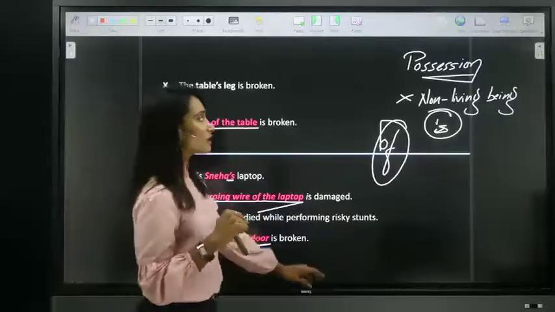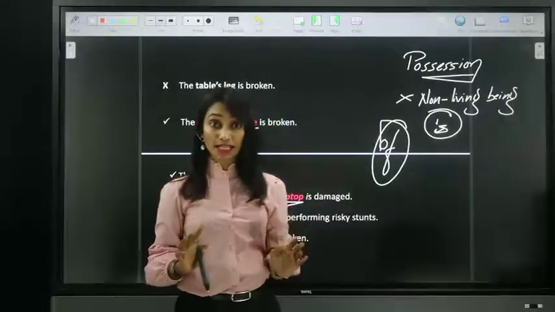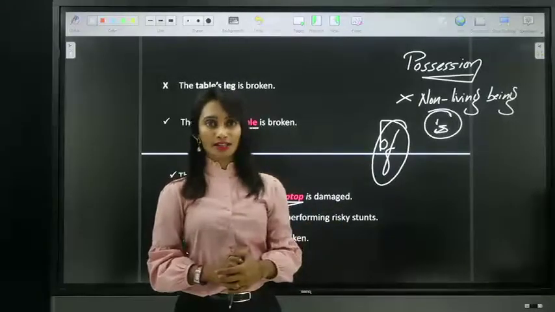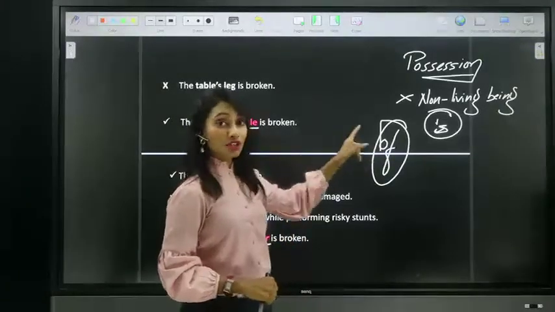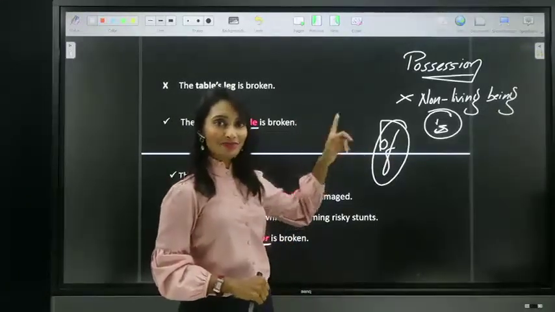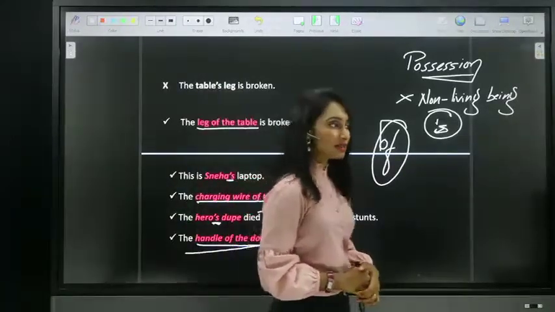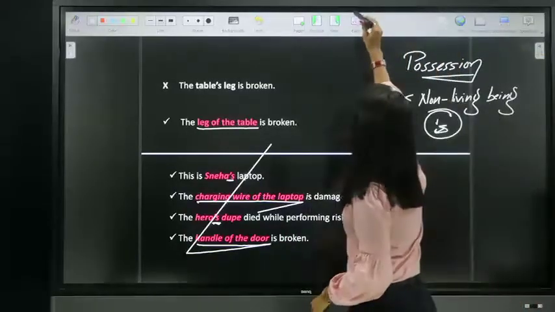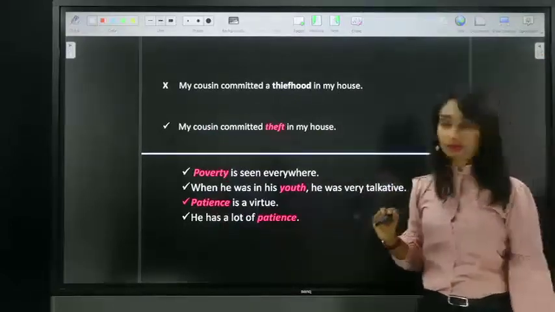So remember the concept. We generally give possession only for living beings. We do not give possession for non-living objects. For non-living objects, we generally use preposition of to indicate possession. So I hope it is clear. Any questions? Please let me know. And let's move on to the next one.